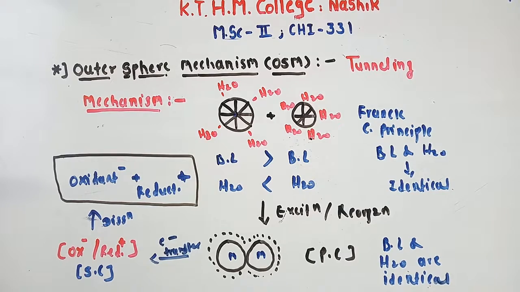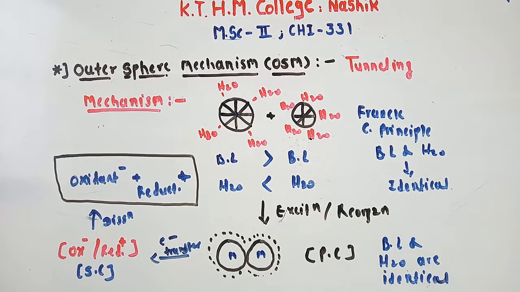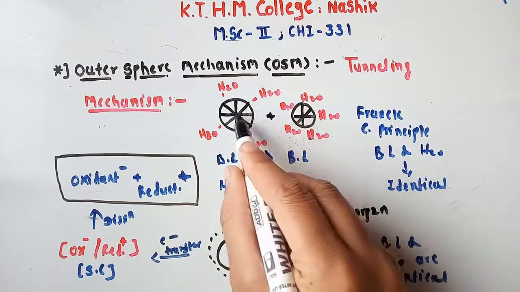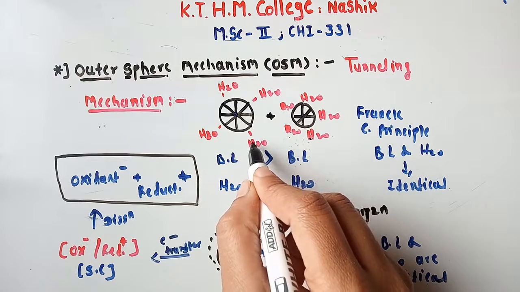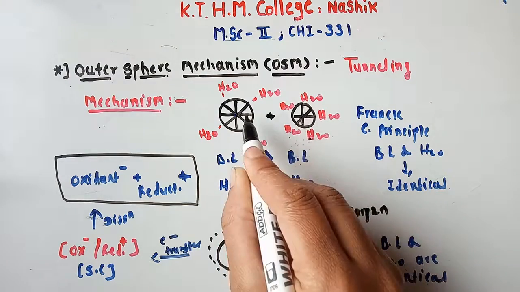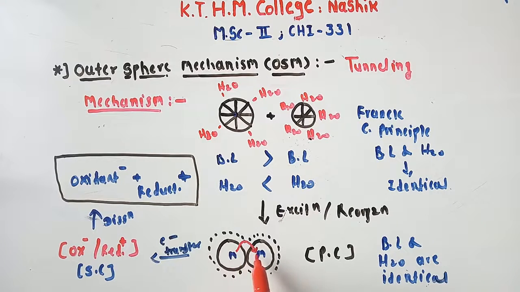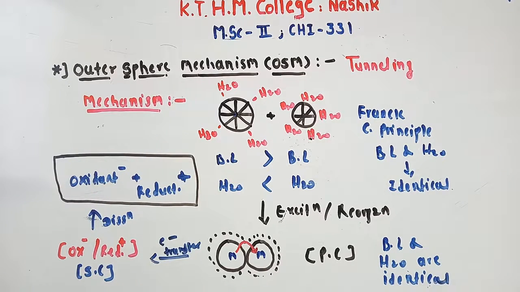See why the name is outer sphere mechanism. The electron cannot transfer through the H2O, from this metal to the H2O and then again to the other metal. It means there is no bridge formation. The electron is directly transferred from this metal to this metal outerly, through tunneling. So the name given is outer sphere mechanism, because the electron transfers outerly from this metal to this metal, from reductant to oxidant.